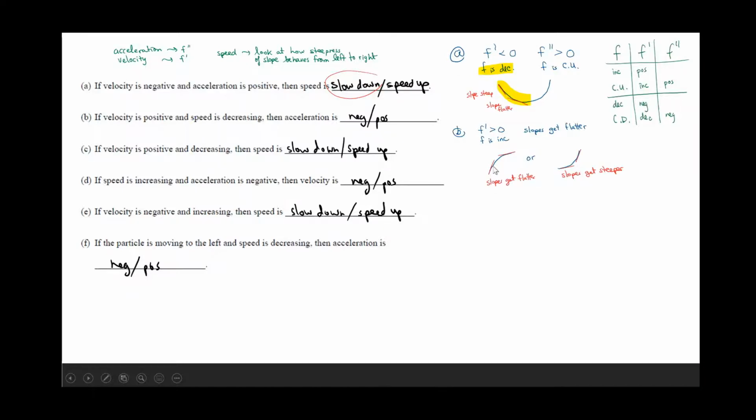Let's look at the slopes of tangent lines. Here, in the progression from left to right, slopes are getting flatter. Here, slopes are getting steeper. So the one that we want is the one where slopes are getting flatter, because speed is supposed to be decreasing. You can see from this graph that it's concave down, and concave down implies acceleration will be negative.